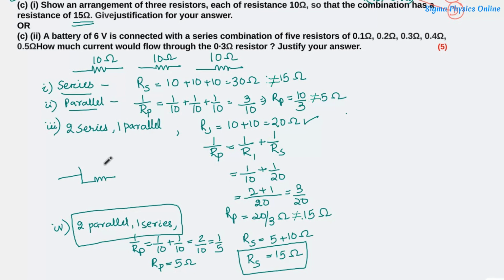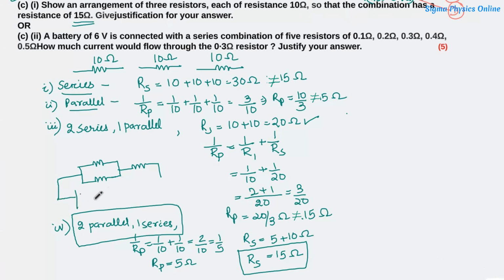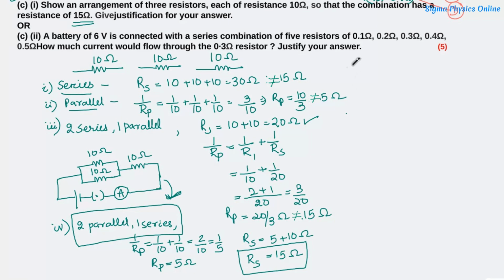These are the two resistors in parallel with the third one in series. So this should be the combination of resistors in which two are connected in parallel with the third in series. Now let's solve the second part of bit C.